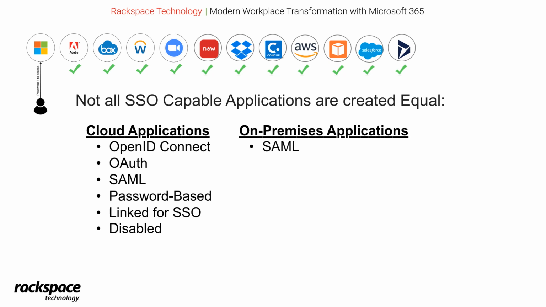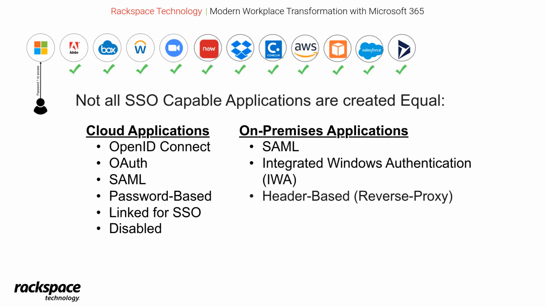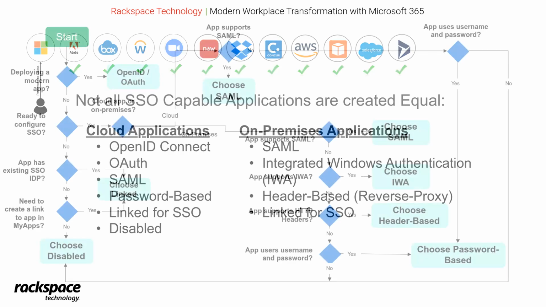For on-premise applications, we have SAML, we have integrated Windows authentication, we have header-based, which is browser-based or considered a reverse proxy, and we can also link this to other forms of authentication. Now, I realize some of these terms might be a little bit confusing or new to you. All these are different types of authentication methods, and some are more modern than others. And when we are selecting the way to authenticate, we want to lean towards the ones that are more modern. Let's take a look how we do that.